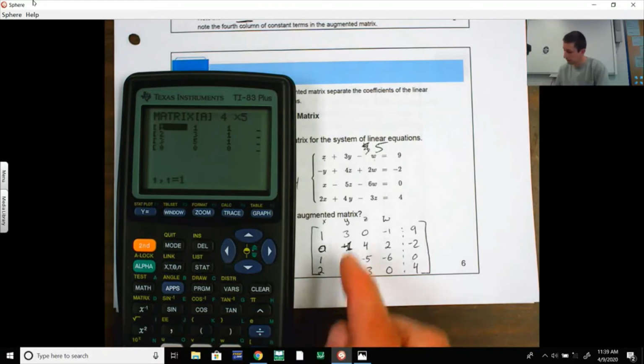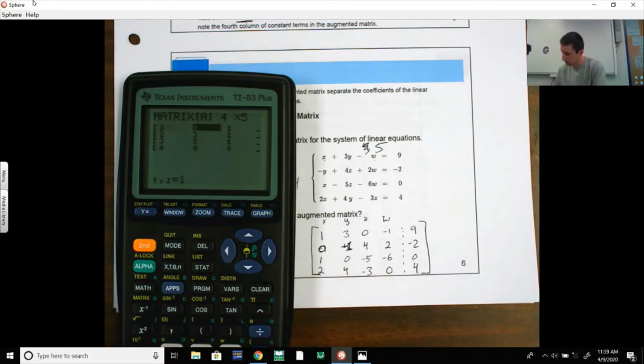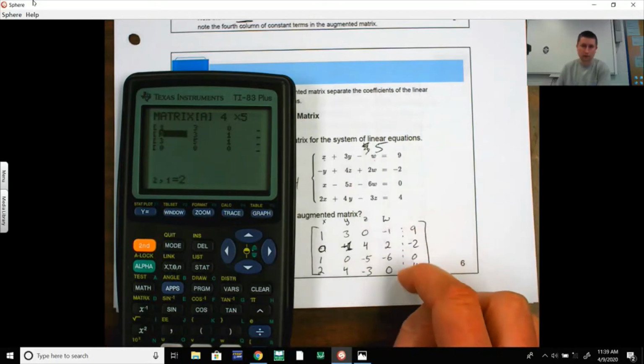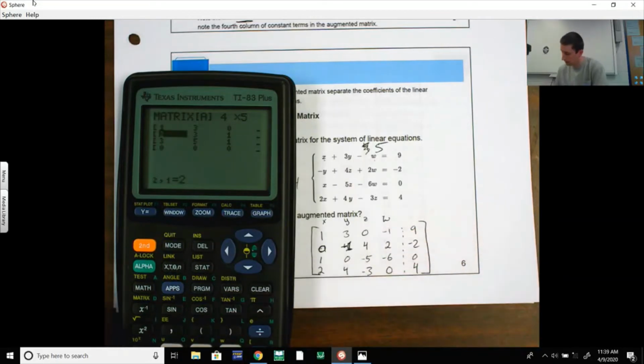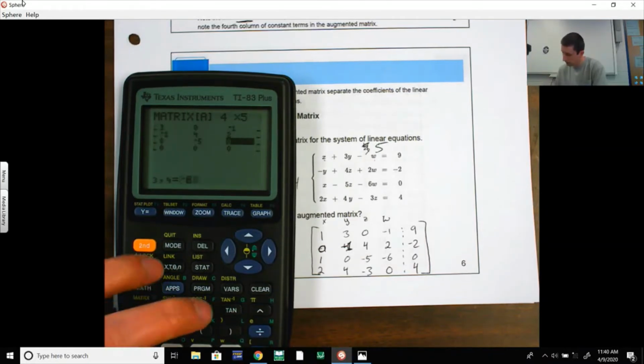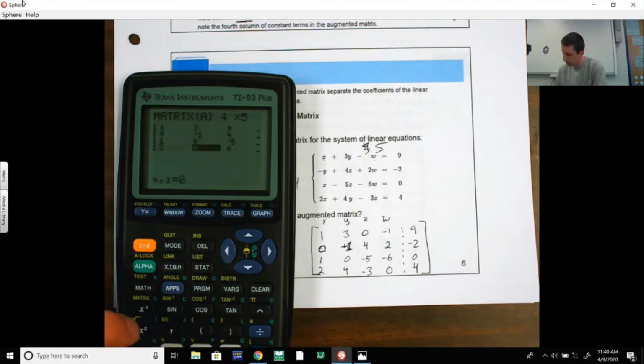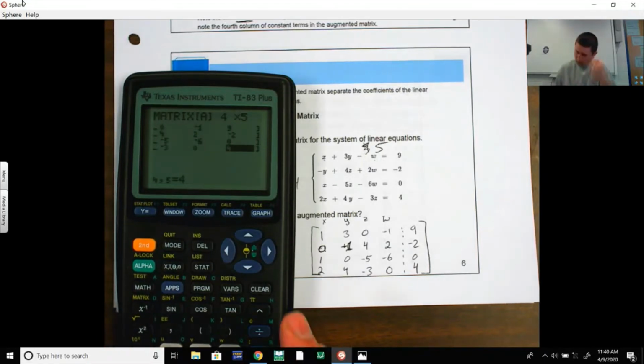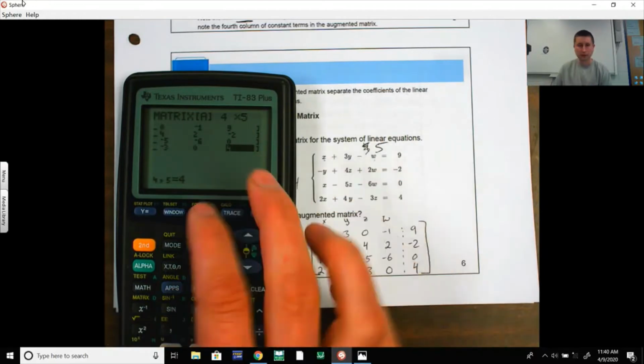Okay, now I need to enter these numbers. So 1, enter, 3, enter, 0, enter, -1, enter, and just put the 9 and enter. You don't worry about the colons or anything like that. Just do a 4x5. 0, enter, -1, enter, 4, enter, 2, enter, -2, enter, 1, 0, -5, -6, 0, 2, 4, -3, 0, 4. Okay, so get all those numbers in.